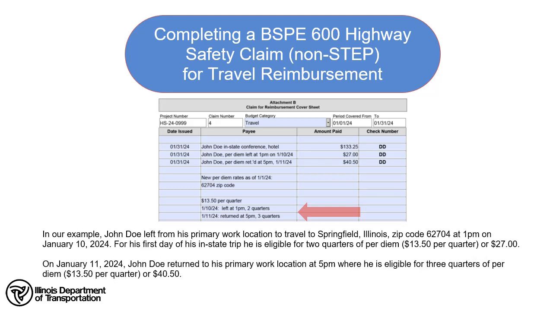In our example, John Doe left from his primary work location to travel to Springfield, Illinois, zip code 62704 at 1 p.m. on January 10, 2024. For his first day of his in-state trip, he is eligible for 2 quarters of per diem, $13.50 per quarter, or $27. On January 11, 2024, John Doe returned to his primary work location at 5 p.m. where he is eligible for 3 quarters per diem, $13.50 per quarter, or $40.50.